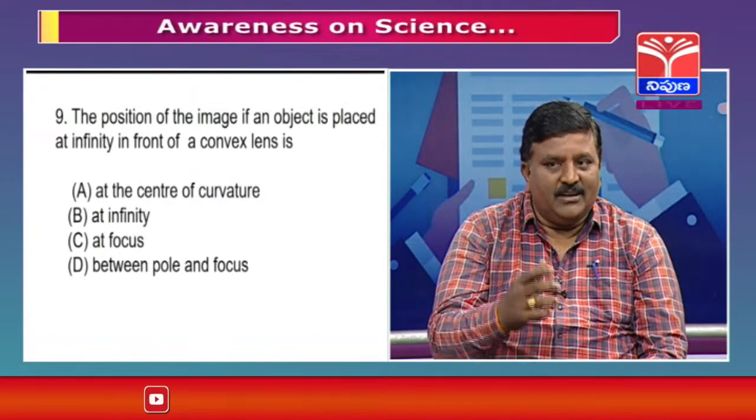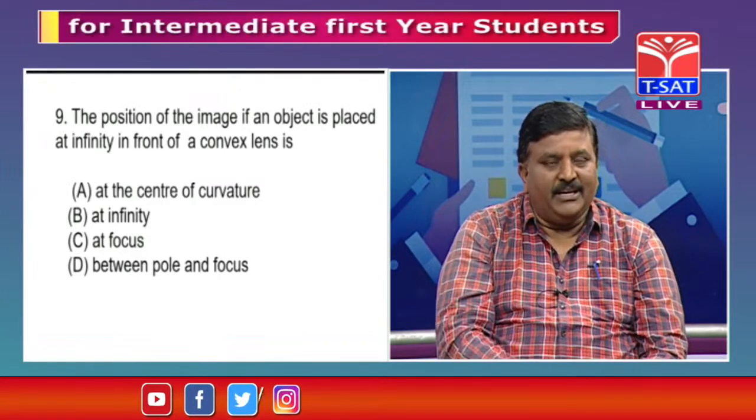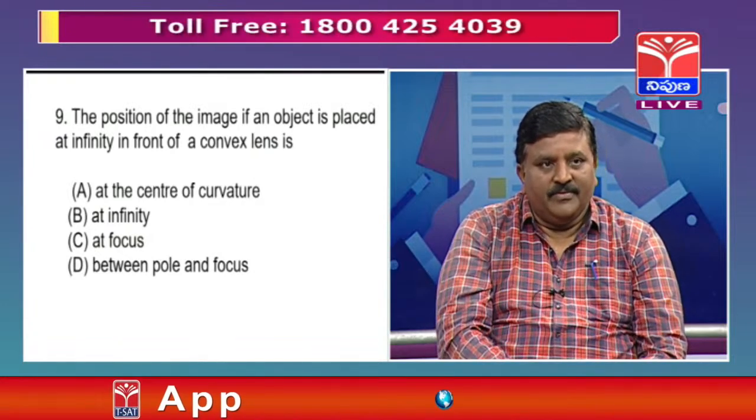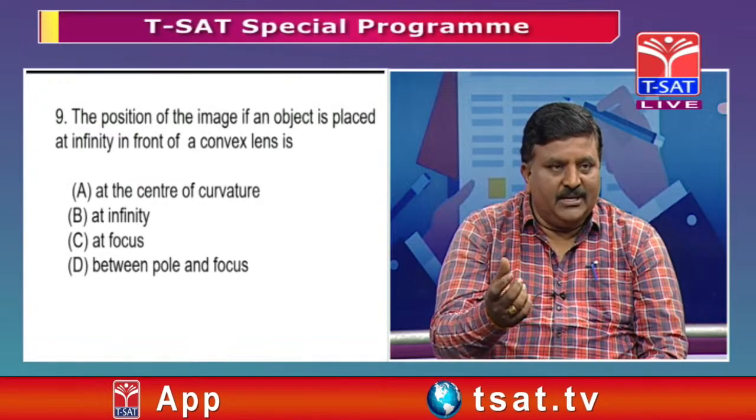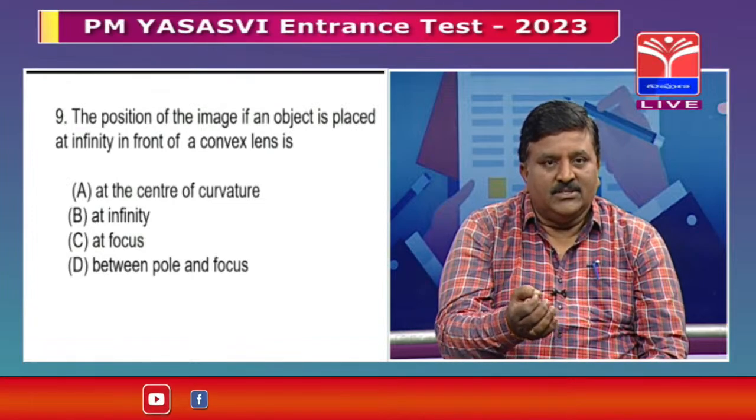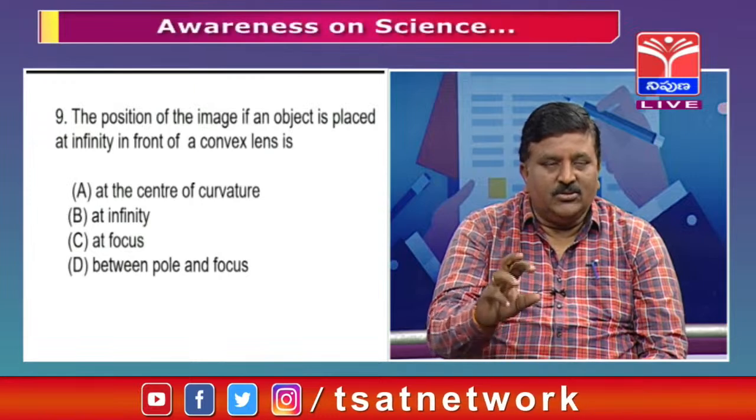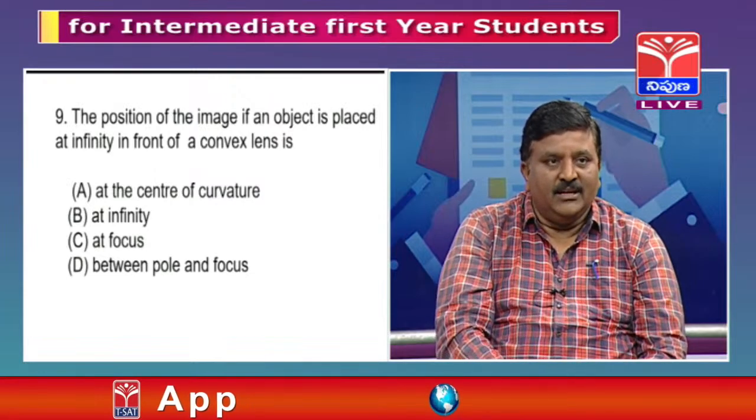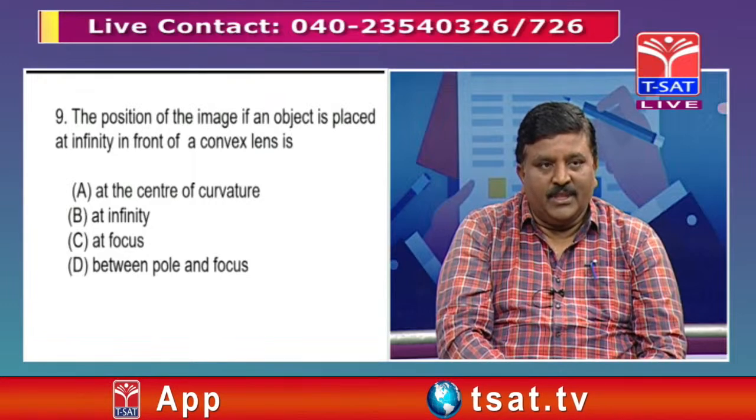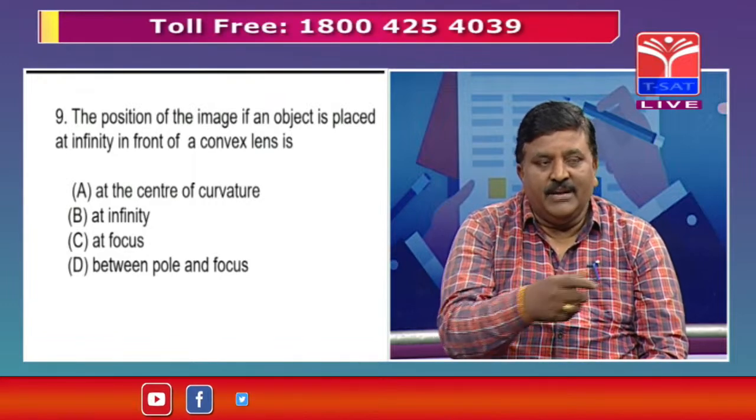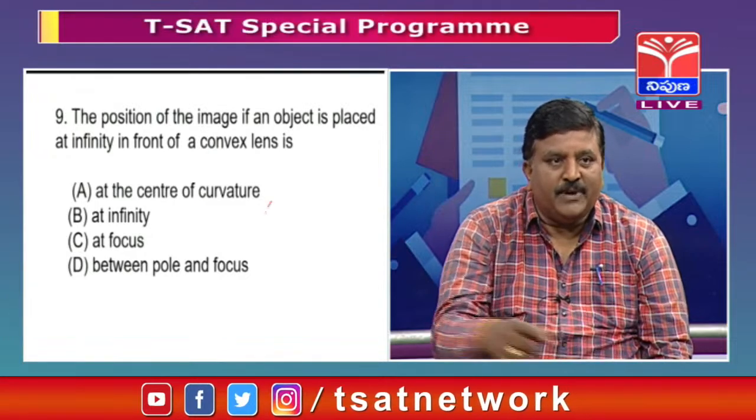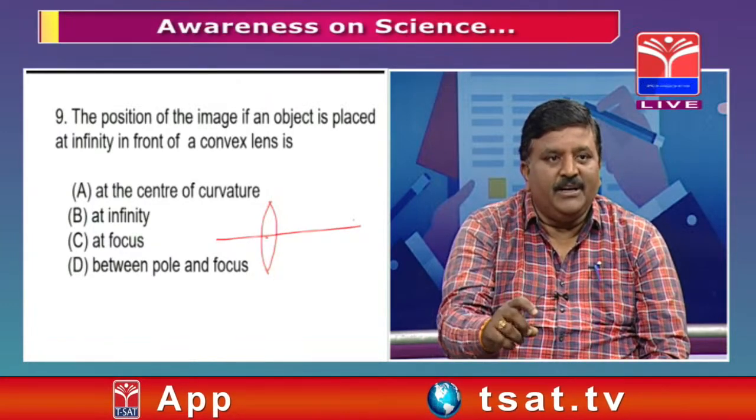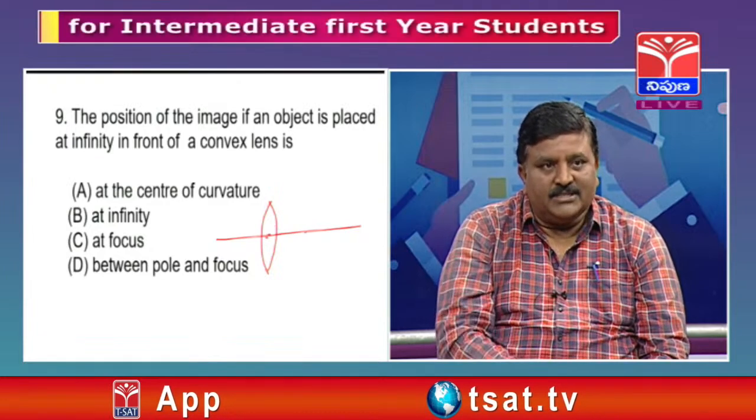So if the object position is at infinity, the rays will converge at one point which is at the focus. So always when the object position is at infinity, the image will be formed at the focus. So that's why option C is correct. There are different object positions, not only this infinity one, and for a convex lens there are 5 to 6 object positions. For a concave lens it is different. Wherever you place the object on the principal axis, it forms only a virtual and diminished image between F and P in front of the concave lens. That is different.